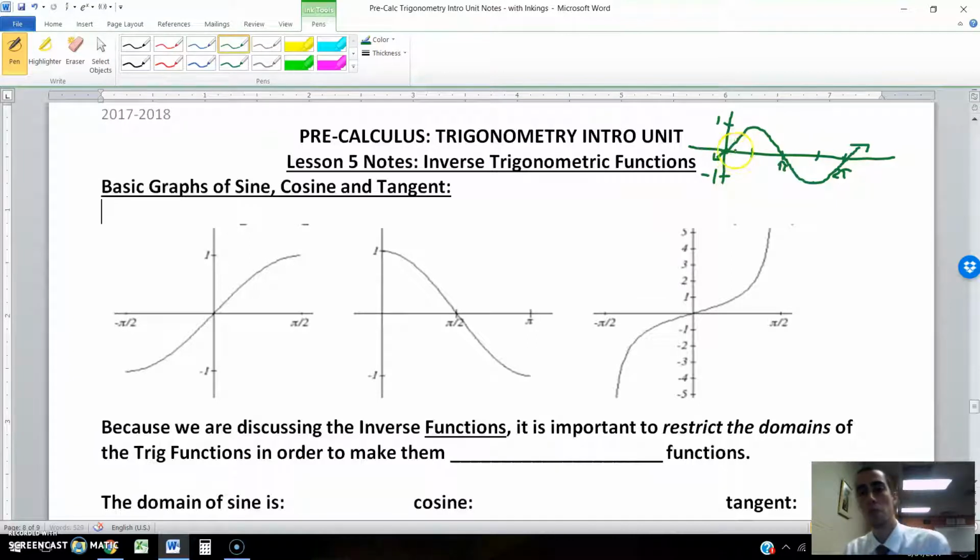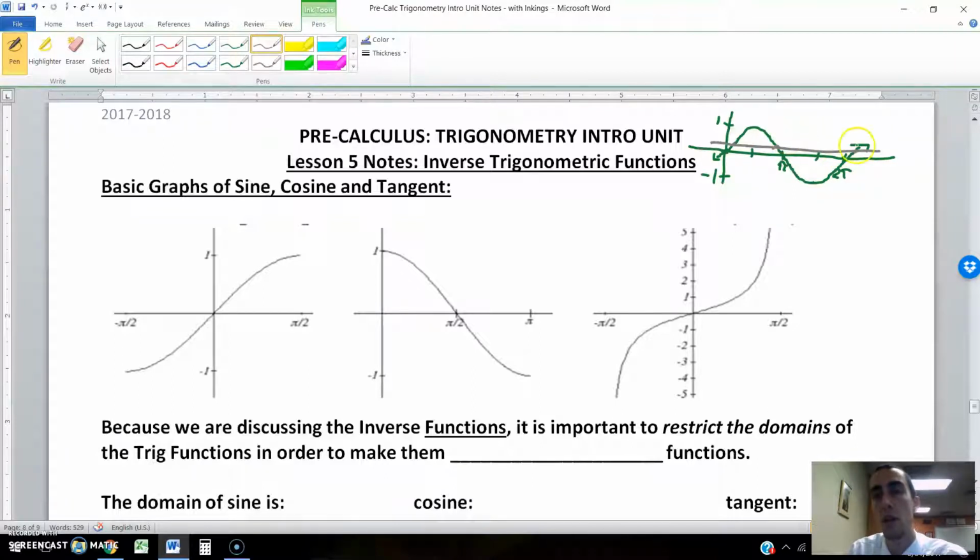I'd like to point out, though, that this sine graph fails the horizontal line test. Now remember that the horizontal line test from earlier this year was used to tell whether a function was a one-to-one function. So if we put a horizontal line through this graph, we would see that it crosses in more than one spot. In fact, it'll end up crossing in an infinite number of spots. So this sine graph fails the horizontal line test. So does the cosine graph, and so does the tangent graph.